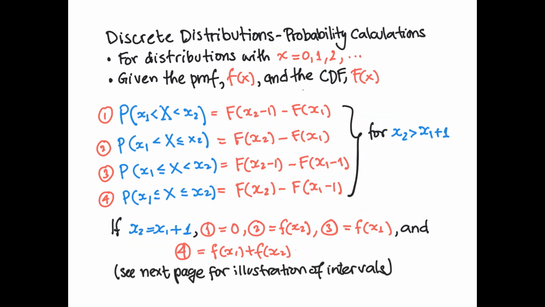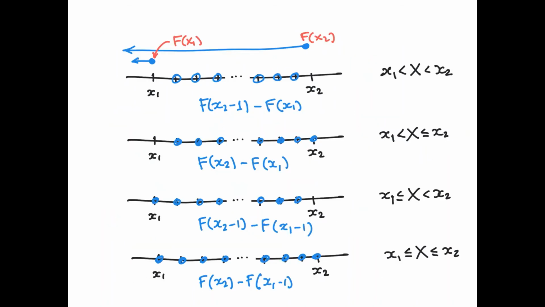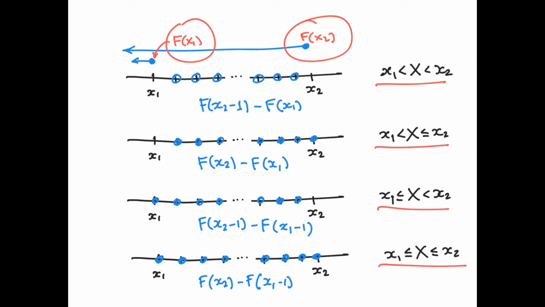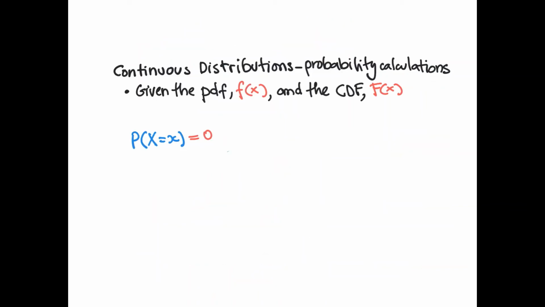This is in terms of this diagram, where this arrow represents the f of x2 and this small arrow the f of x1. And so here you have the different intervals and what points are included in each one of those intervals. For continuous distribution is simpler.